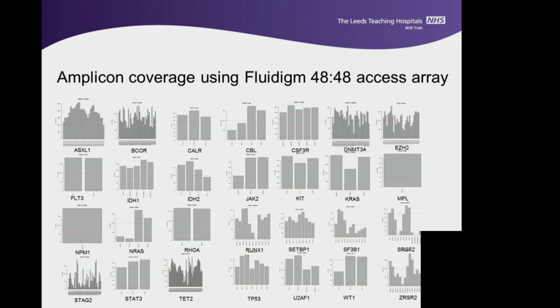Big players are over here. TET2 probably has 63 amplicons. Again, we have flaky genes. STAG2 is a bit flaky, but in general, all of these, even though we have well-performing amplicons and poor-performing amplicons, all of them, on average, will amplify above 100 reads.